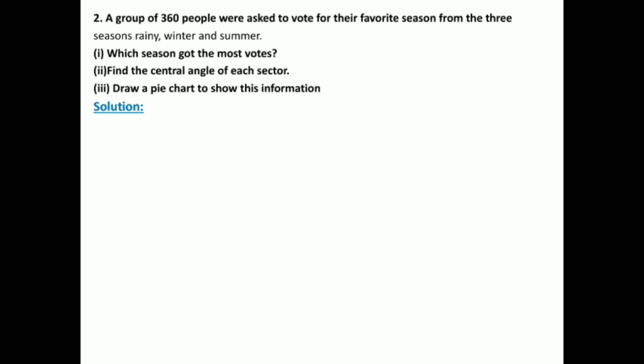Now question number 2. A group of 360 people were asked to vote for their favorite season from the year: rainy, winter and summer. The total group is 360 people. That means the total is equal to 360 here.